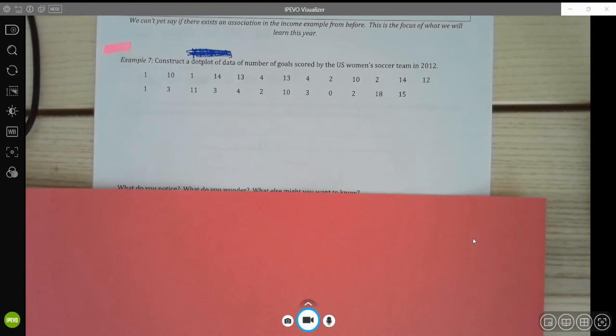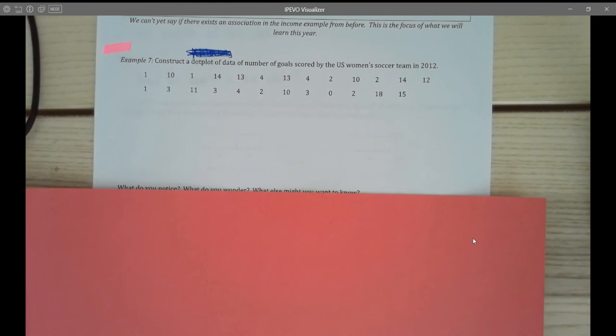Don't forget to put the date at the top of this. Let's talk more about quantitative data and specifically different types of graphs we can use.